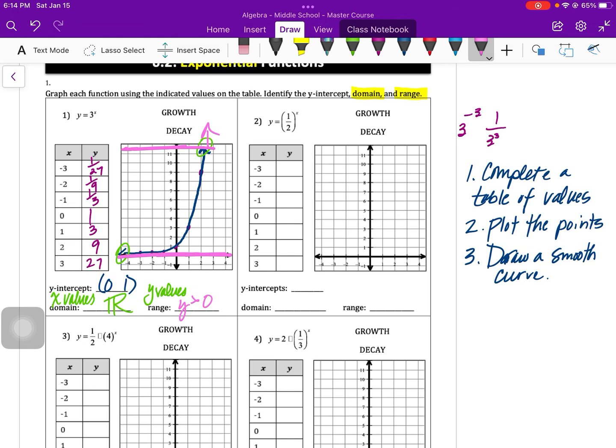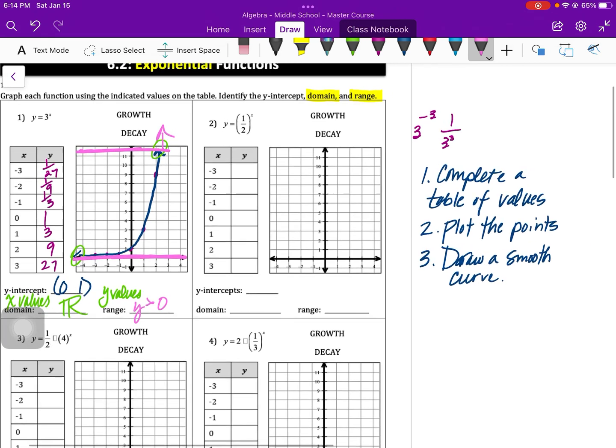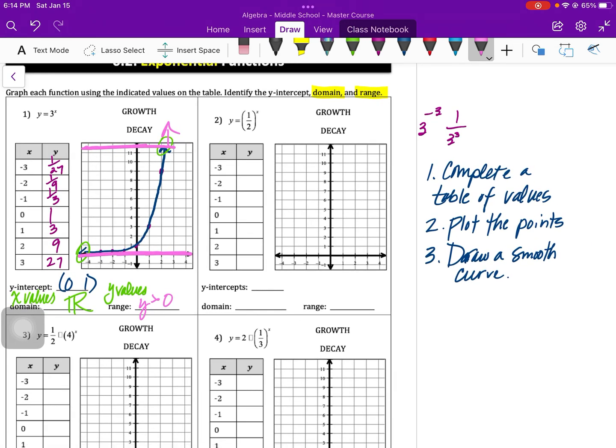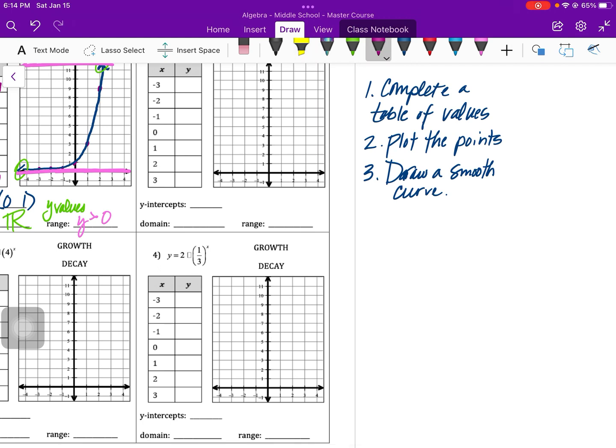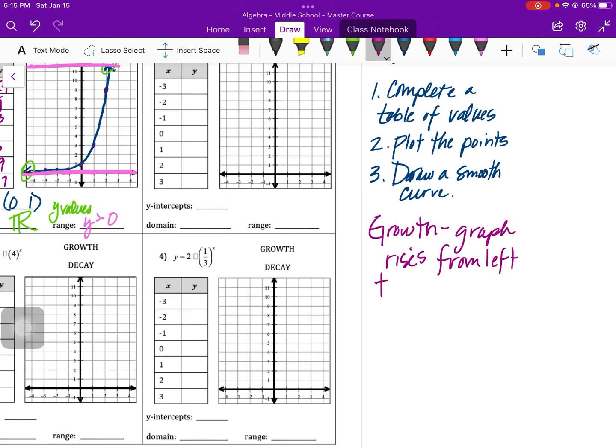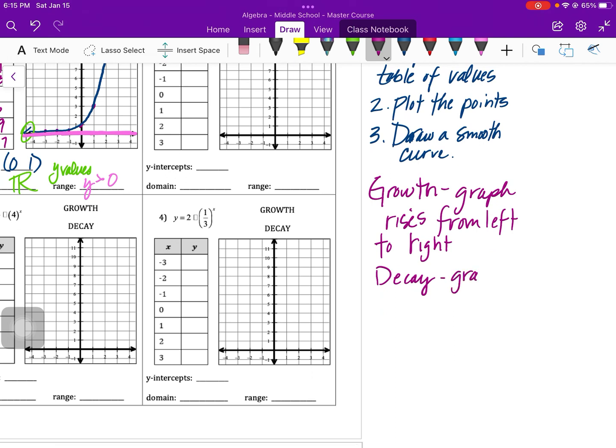All right, here's new vocabulary as well. Growth and decay. A growth is an exponential function that rises from left to right. So this one is a growth function. Let's write that vocabulary over here really quick. Okay, so the graph rises from left to right. So just like it says, that function is growing exponentially. And of course, a decay is the opposite of that, and we'll see that in a few minutes in one of these other graphs. A decay is a graph that falls from left to right.